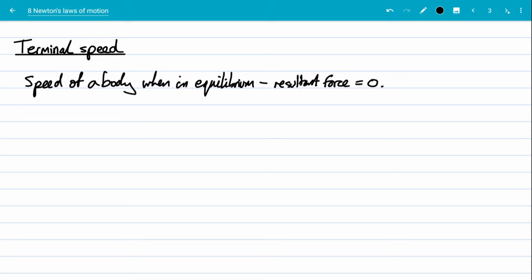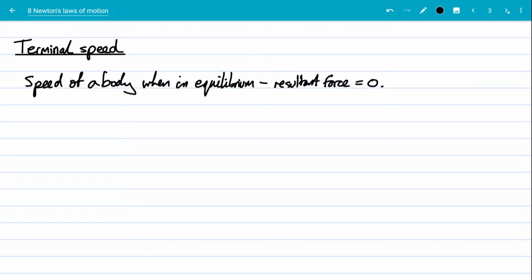Lesson ends. Well, not quite. We need to go into a little bit more detail than that. There is no maximum speed an object can take. Now, the classic example that is given is the idea of a skydiver jumping out of an aeroplane.